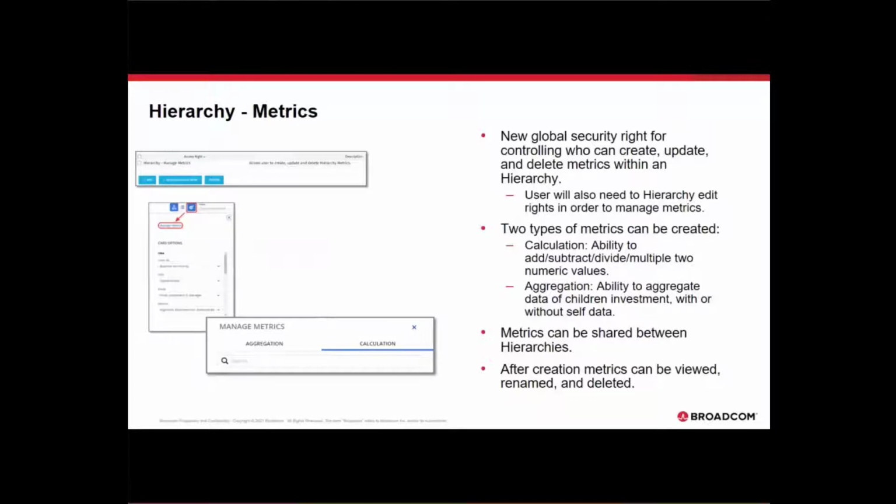Metrics can be shared between hierarchies. So if I've created a metrics in hierarchy 1, I can then use the same metrics in hierarchy 2, provided I have included the same investment type in hierarchy 2 that was used in hierarchy 1 and was used for defining the metrics itself. After creating, the metrics can be viewed, renamed, or deleted, but you cannot modify that metrics. You will have to delete and recreate if you want to change how that metrics is being calculated.